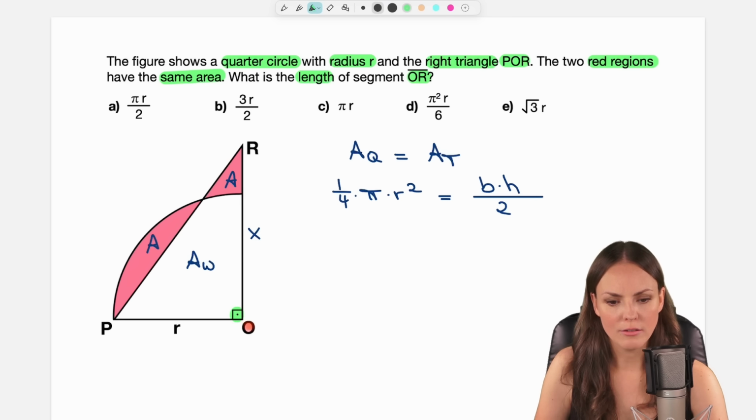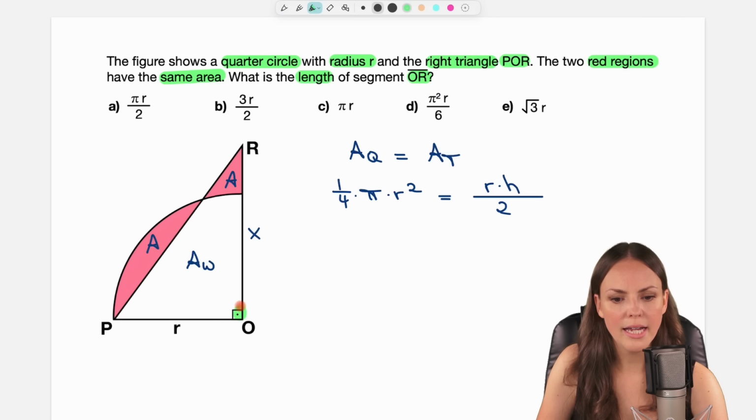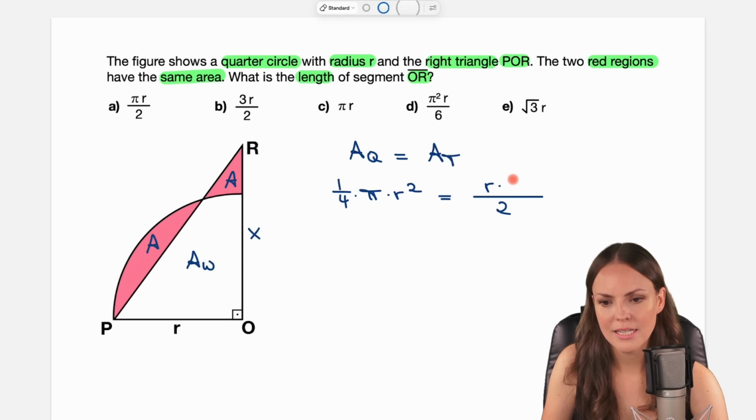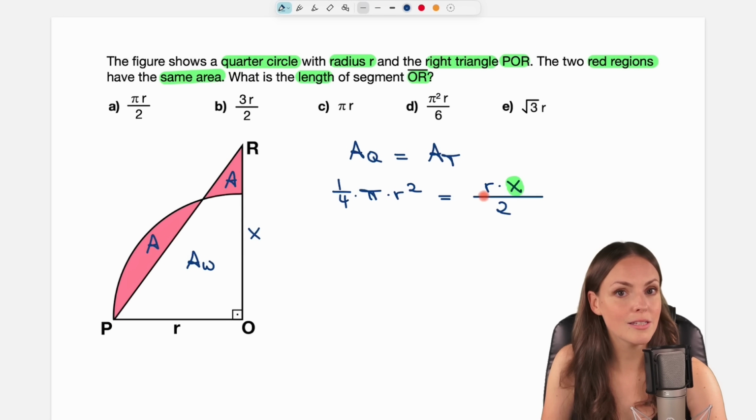What is my base here and what is my height? Because we have a right angle down here, we can take r as our base. So instead of the base here, I write down an r. And for the height, we can take our x. So instead of the height, we have our x in here. And now we have an equation. We have x in here, r is also in here, but that's fine because we want to find x and r can stay in there. So let's solve this equation for x.